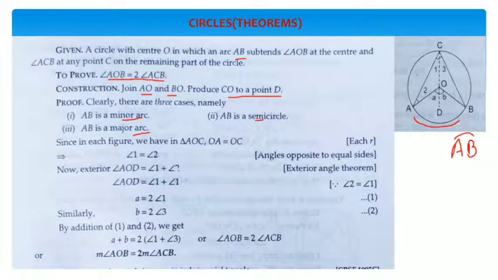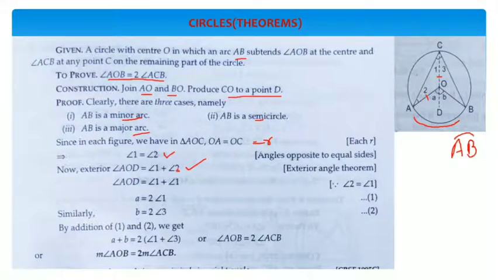Now let me focus on triangle AOC. If you see triangle AOC, in this OA and OC will be equal, because they are denoting the radius of the circle. So you can see that in triangle OAC, 2 sides are equal. And we know that if in a triangle 2 sides are equal, then their opposite angles are equal. That is the isosceles triangle property. So here angle 1 will be equal to angle 2. Okay, angle 1 equals angle 2 we have obtained.